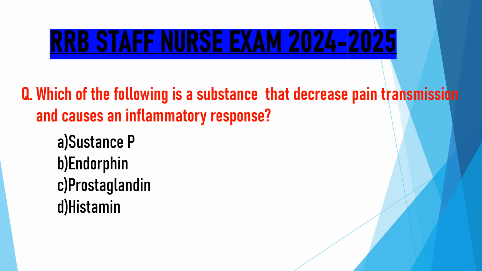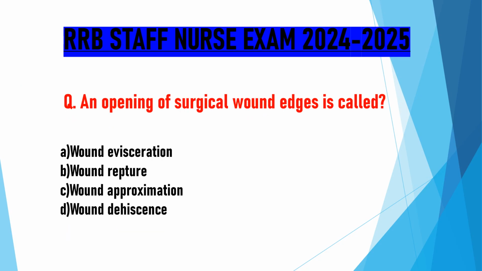Which of the following is a substance that decreases pain transmission and causes an inflammatory response? Options are substance P, endorphin, prostaglandin, histamine. So the answer is option B, endorphin. An opening of surgical wound edges is called. Options are wound evisceration, wound rupture, wound approximation, wound dehiscence. So the answer is option D, wound dehiscence.